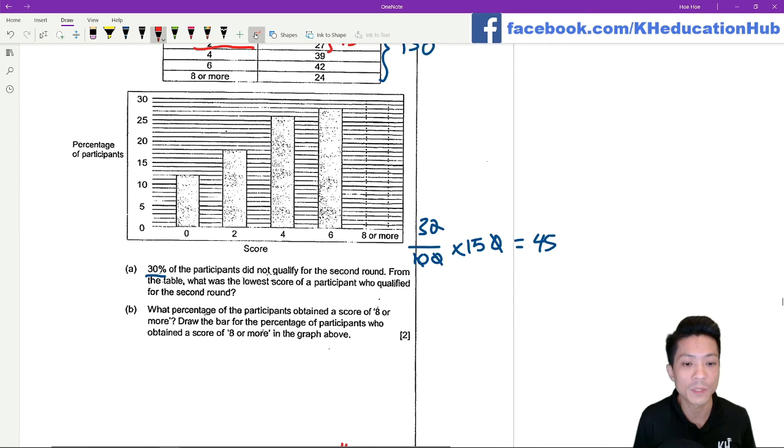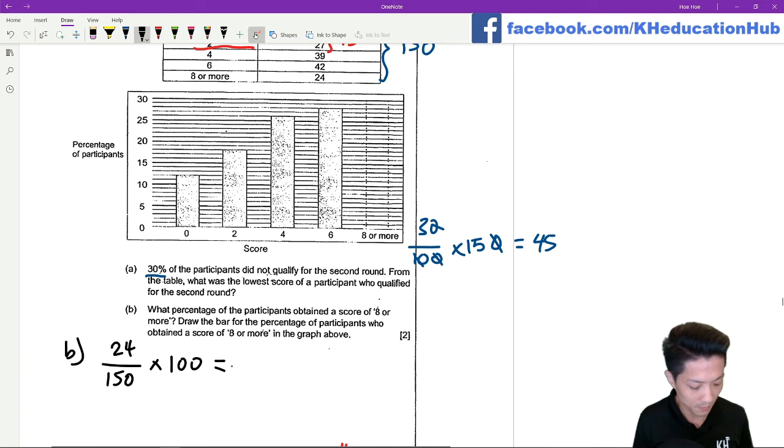Part B, what percentage of the participants obtain a score of 8 or more? Draw the bar for the percentage of the participants who obtain 8 or more. So for part B, there are 24 that obtain 8 or more out of 150. I'm going to convert it into percentage. It is 16%.